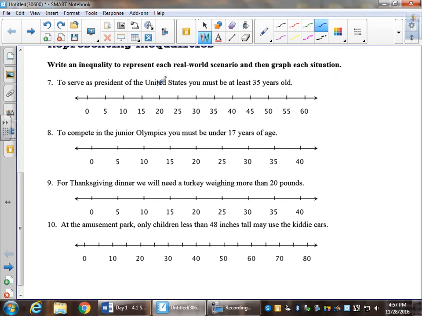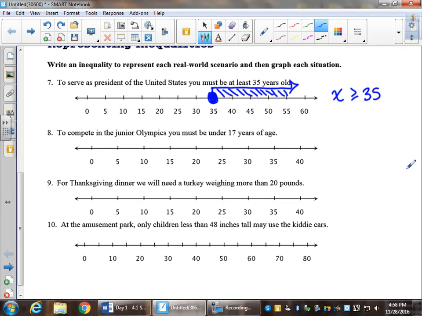To serve as President of the United States, you must be at least 35 years old. So I know I'm going to have a circle on 35. Now I ask myself, is it open or closed? Well, you have to be at least 35. So if you're 35, you're good. So this is going to be a solid dot, and 35 is the minimum. You have to be at least this old. So I will shade to the right. As an inequality, this would be x is greater than or equal to 35.